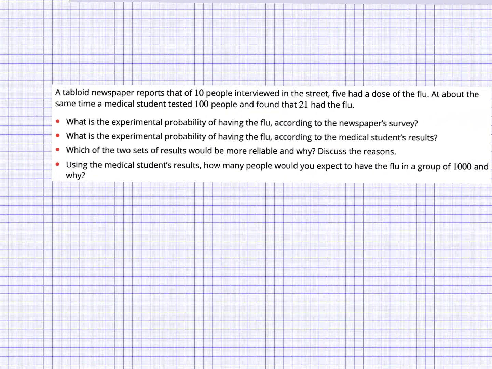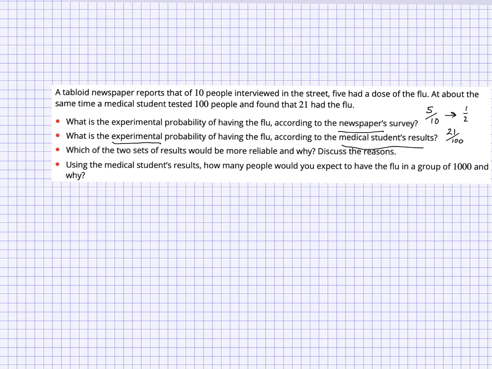So here's an example. A tabloid newspaper reports that 10 people were interviewed in the street, 5 had a dose of the flu. At about the same time, a medical student tested 100 people and found 21 had the flu. So what is the experimental probability of having the flu according to the newspaper? So you can see that was 5 people out of 10, which is half, quite a high number. What is the experimental probability of having the flu according to the medical student's results? So that was 21 out of 100, which is a lot lower. It's not half, because half would be 50 out of 100.